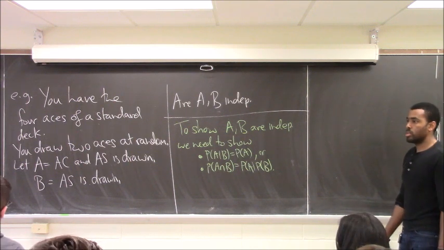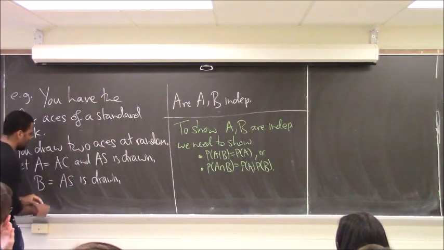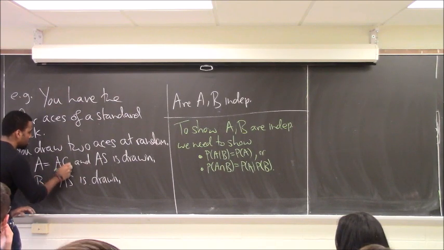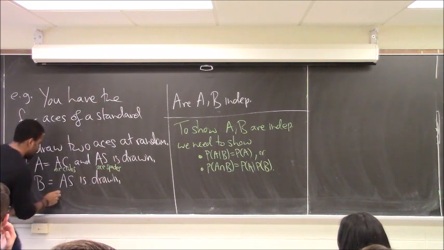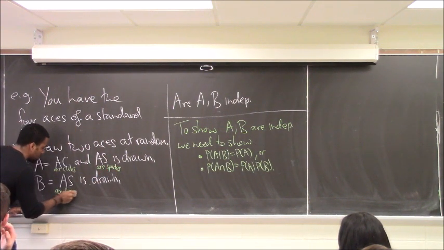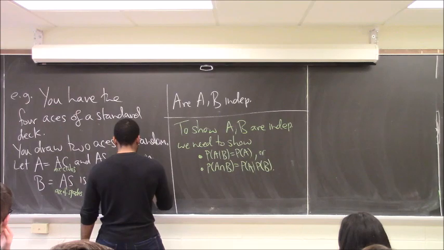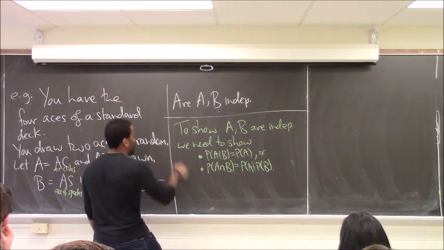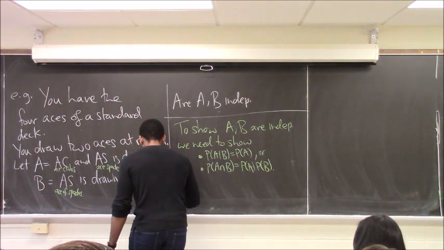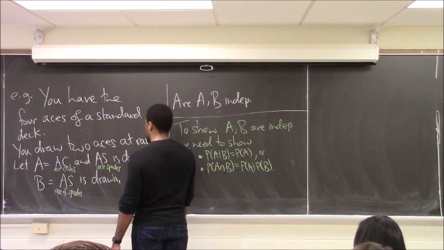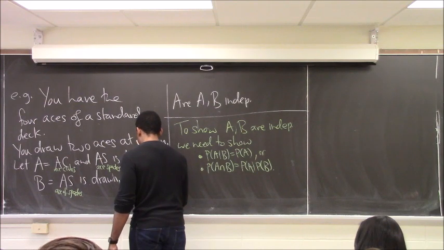Choose what AC and AS are? So this is the ace of clubs, and this is the ace of spades. But I can't bother drawing the thing all the time. So we'll use AD to mean ace of diamonds. And what's the other one? Ace of hearts. AH means ace of hearts.